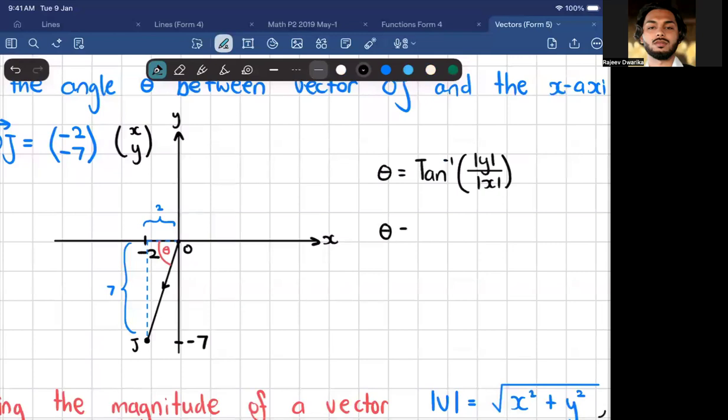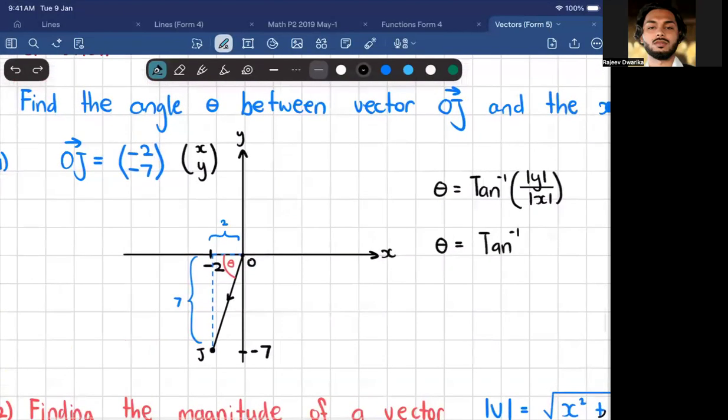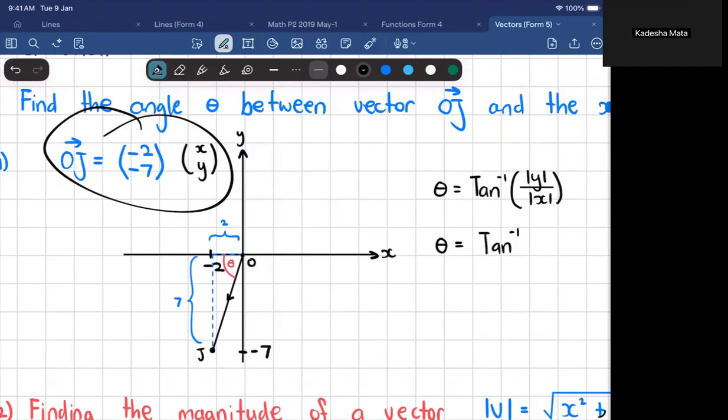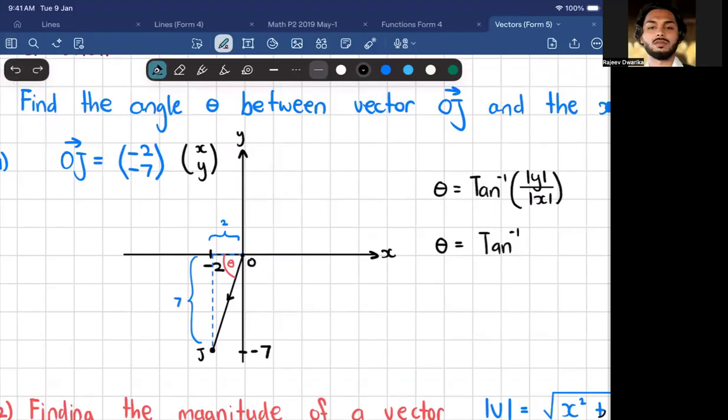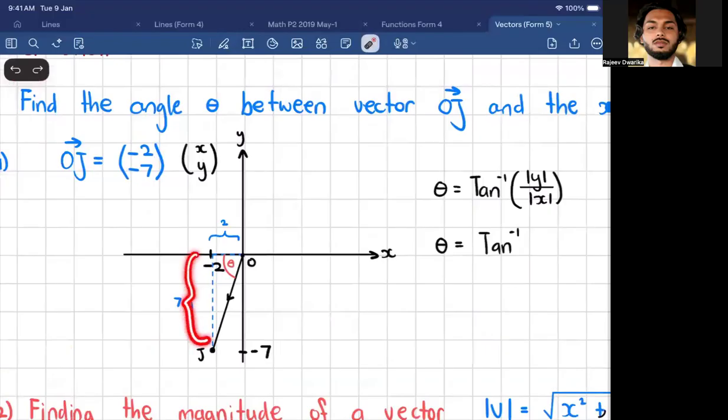So check this. If we're talking about the y value, let me look at the actual question. What's the y value, positive or negative? It's -7. But as you saw, the distance was actually 7. The length was actually +7. The negative just tells you the direction.